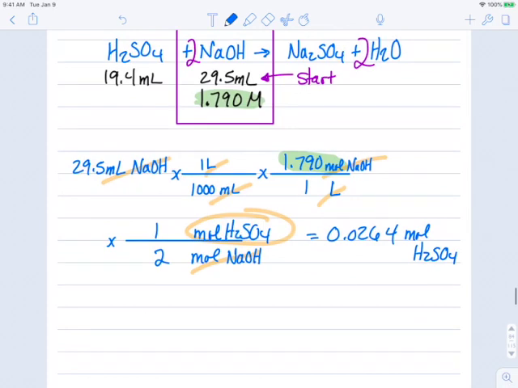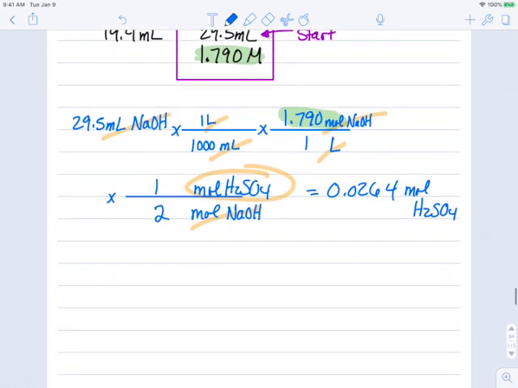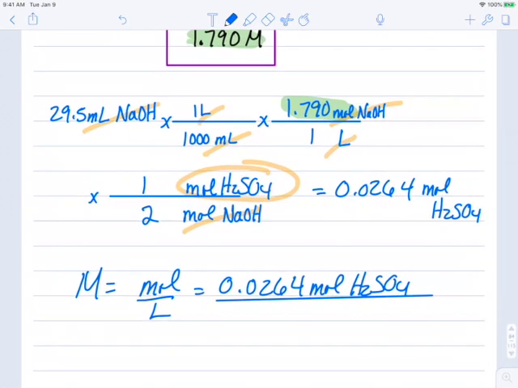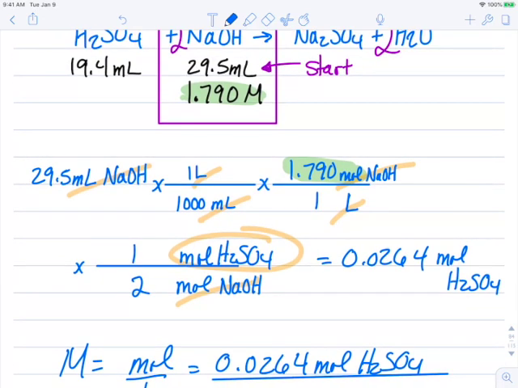All right, but that's not what our problem asked for. It asked for the molarity. So molarity is moles per liter. So I'm going to say 0.0264 moles of our H2SO4, then what volume do we use? Are we going to use the 19.4 or the 29.5? Excellent. So I'm seeing the 19.4. Yes. So that's important. If you're finding the molarity of sulfuric acid, you must use the volume of sulfuric acid.